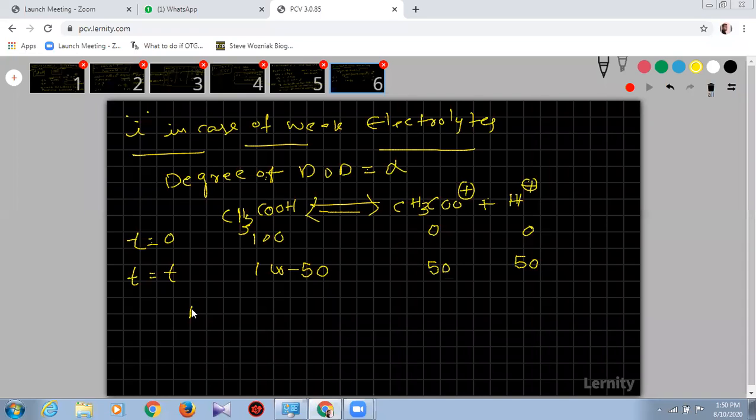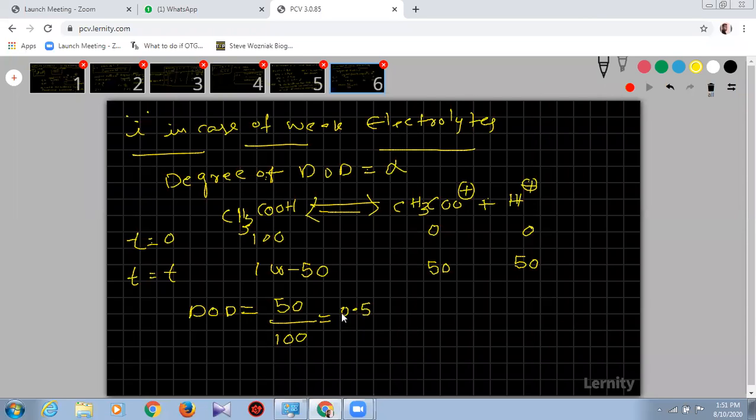Now what is the degree of dissociation? It means how much was dissociated out of whatever we have taken. We took 100, and only 50 got dissociated. So it is 50 by 100, that is 0.5. This is the degree of dissociation.